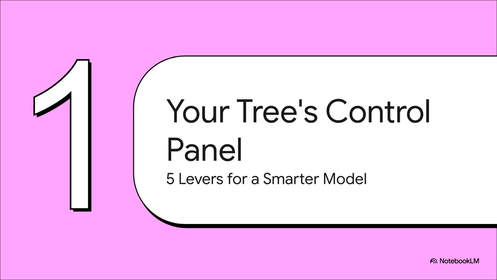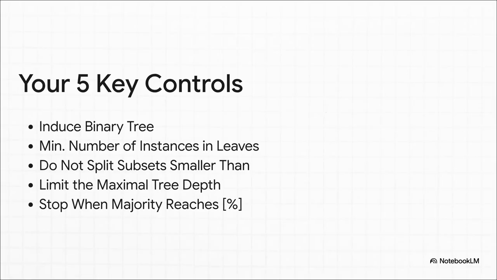So how do we actually find that sweet spot? Well, think of it like this. Our model has a control panel. And on that panel, we've got 5 key levers, 5 parameters that we can tweak to steer our model away from those extremes and right toward that perfect balance. And here they are, the 5 main controls on our panel. We're going to walk through every single one, talk about what it does, and I'll give you a solid rule of thumb to get started. This is basically your roadmap to building a much smarter model.